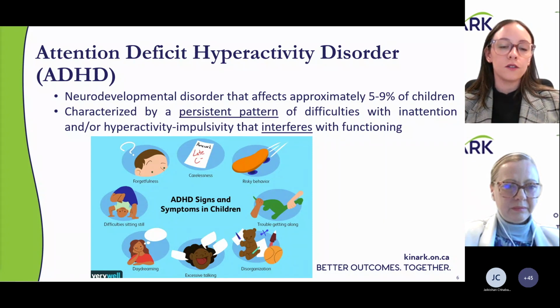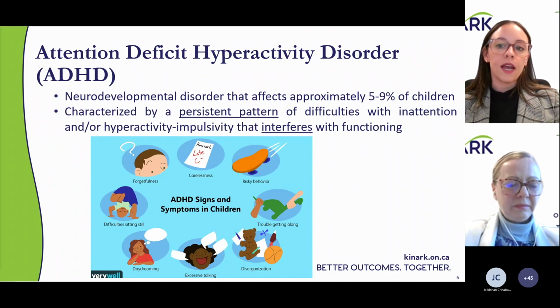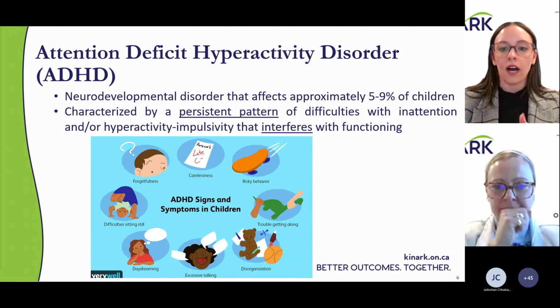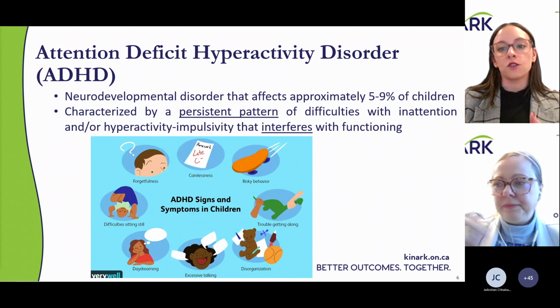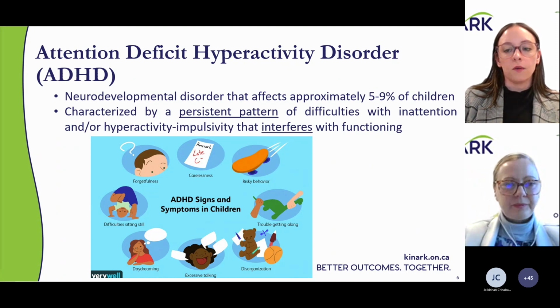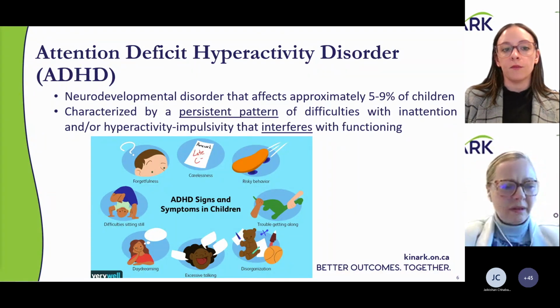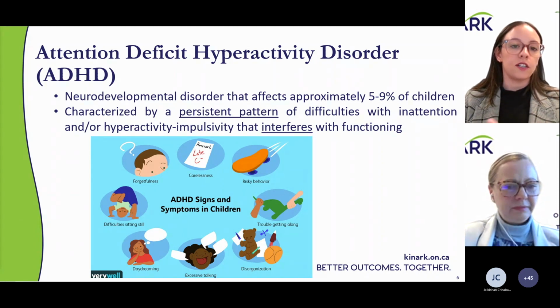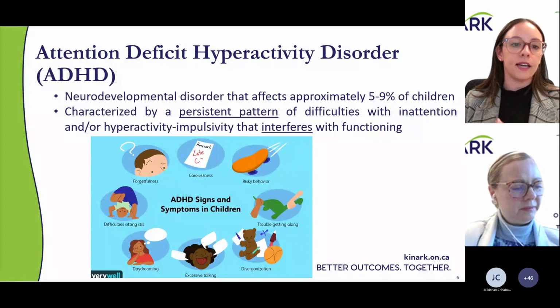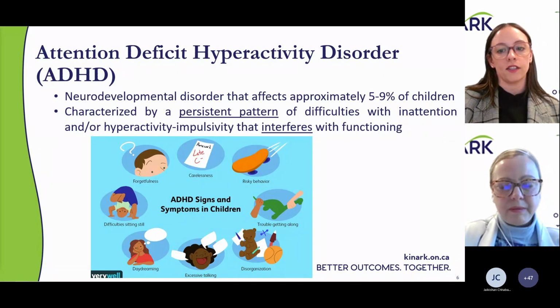And ADHD is a neurodevelopmental disorder that affects approximately 5 to 9% of children and adolescents. And the clinical profile of children and youth with ADHD is this persistent pattern of difficulties with inattention and/or hyperactivity and impulsivity that interferes with their functioning. So overall, there are 3 types of ADHD diagnoses that we make: predominantly inattentive presentation, predominantly hyperactive impulsive presentation, or combined presentation, where we're seeing both inattentive symptoms and hyperactivity impulsivity symptoms. And this combined presentation is the most common presentation that we see.